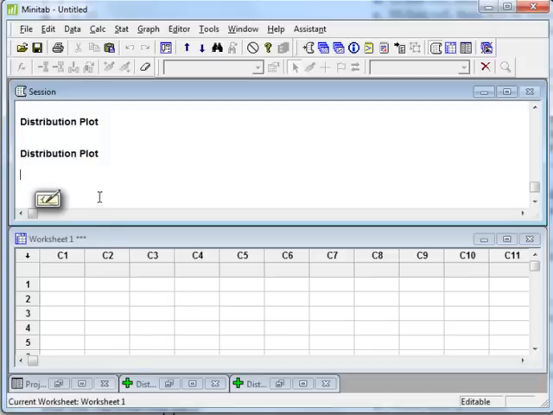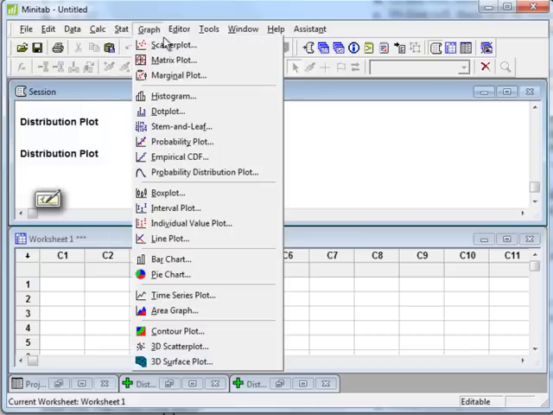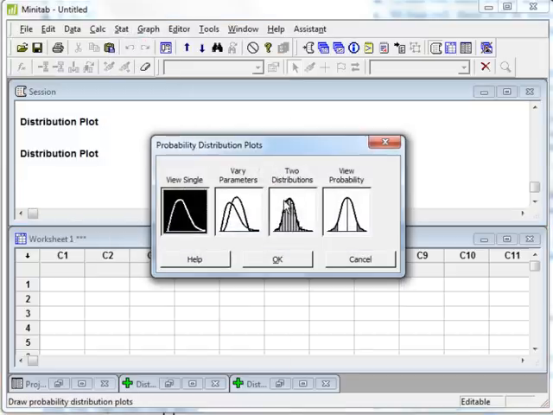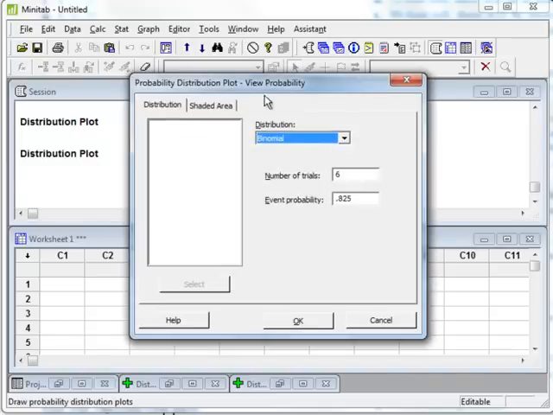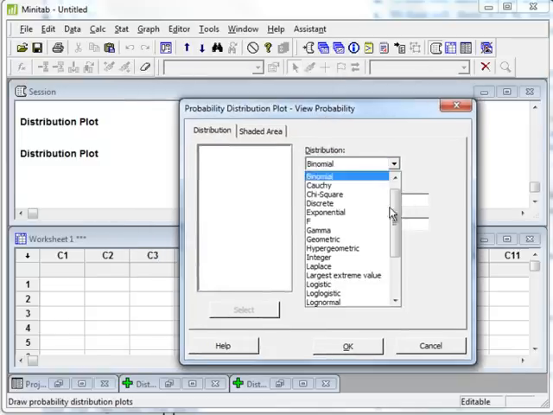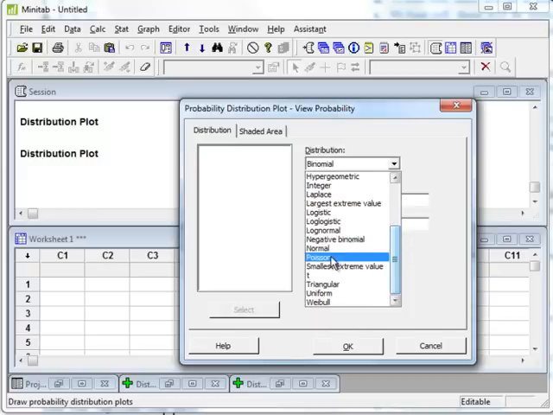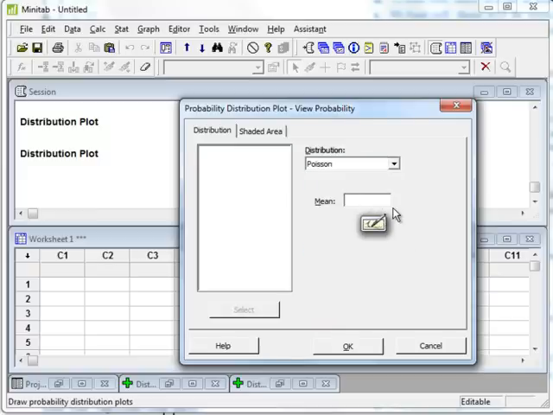Alright, so here's Minitab, and I'm going to use the graph menu to go to probability distribution plot. And since I'm looking at a range of probabilities, in other words, x less than 5, I want to view probabilities in a tail so I don't have to add them up by hand. Choose Poisson from the list of distributions. Our mean is 6.0 chip parts per cookie.